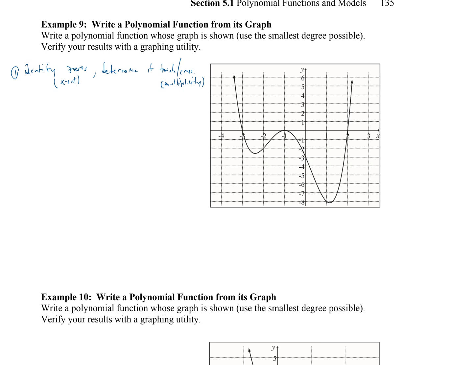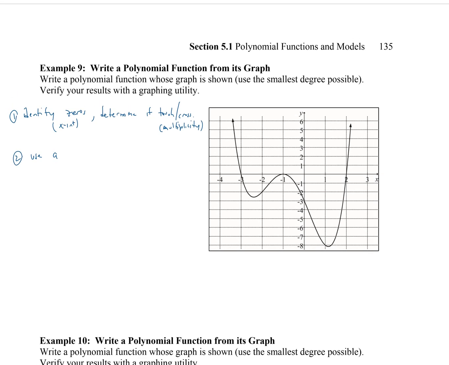Okay, and then after that, you use a different point. You can't use the x-intercept again, so you use a different point to solve for the coefficient. And you'll see what I mean in a moment.